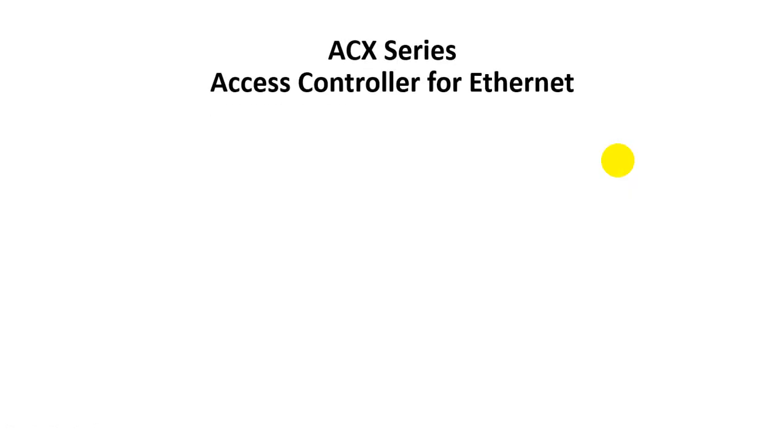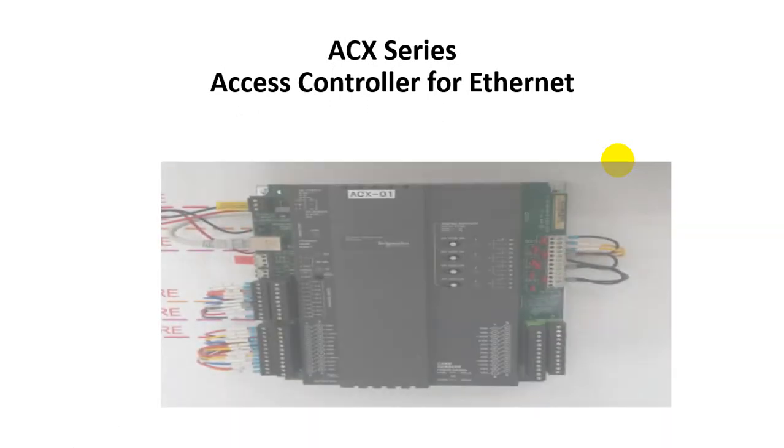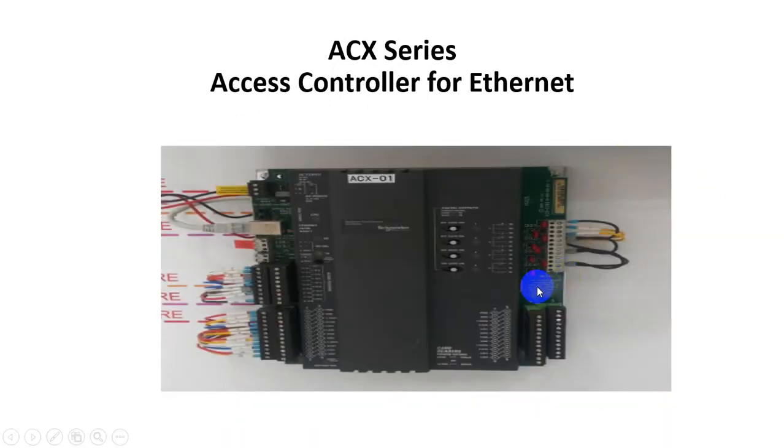The next one is the ACX series access controller for Ethernet. So this is the controller. Here you can see the inputs and outputs which are responsible for controlling the access control system. Here you have universal inputs and universal outputs, and we have the Ethernet connection and the power supply. This power supply and Ethernet are responsible for data transmission in the CCTV surveillance. Apart from that this can be utilized for speaker and public address systems also, but we are only concentrating on the CCTV system here.